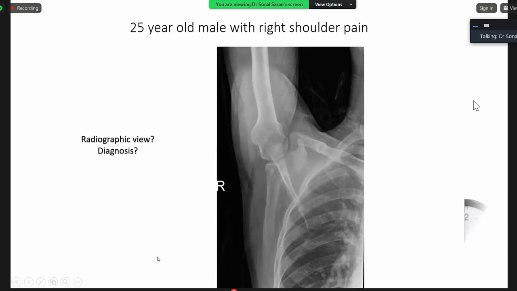A 25-year-old male with right shoulder pain. What is the radiographic view and what is the diagnosis? What is the radiographic view? Very good. Somebody has answered Stryker's view.